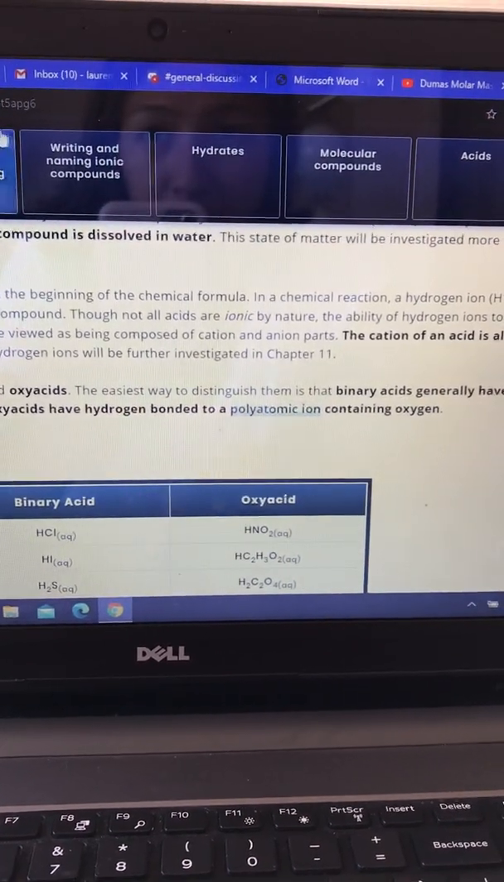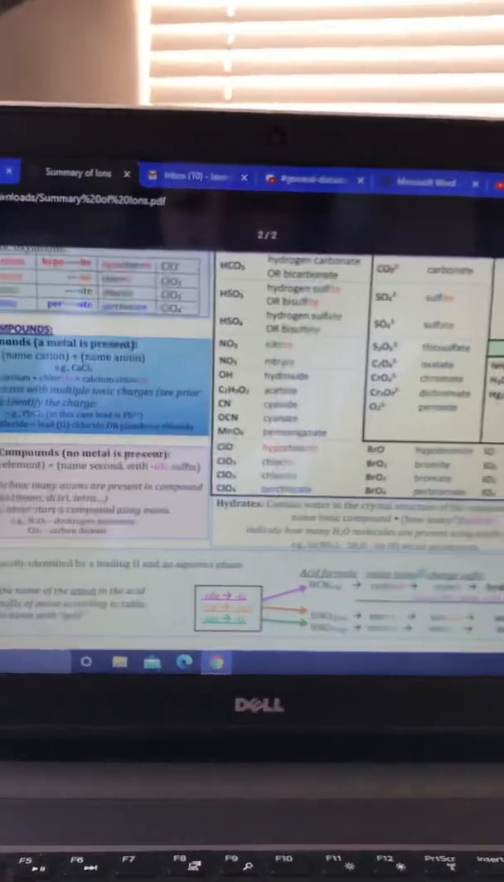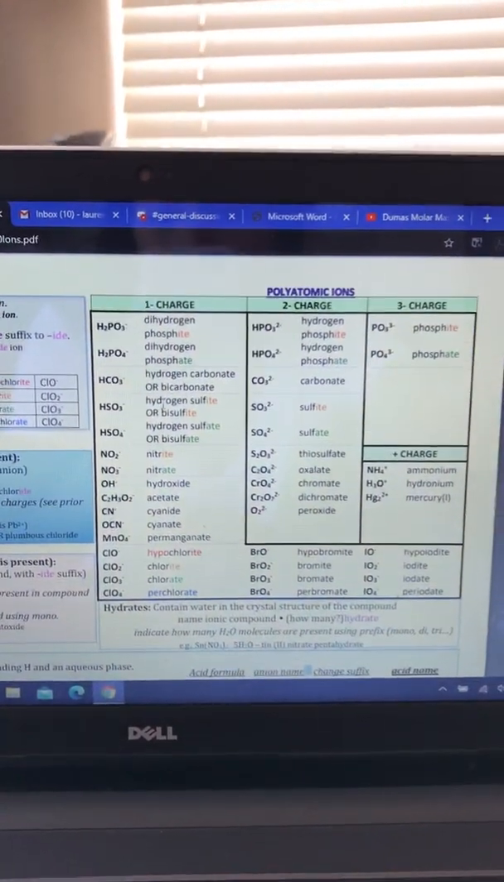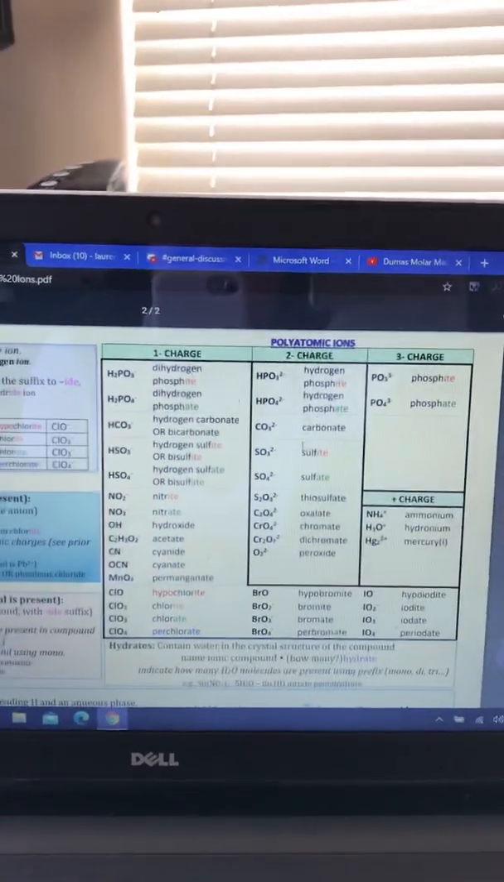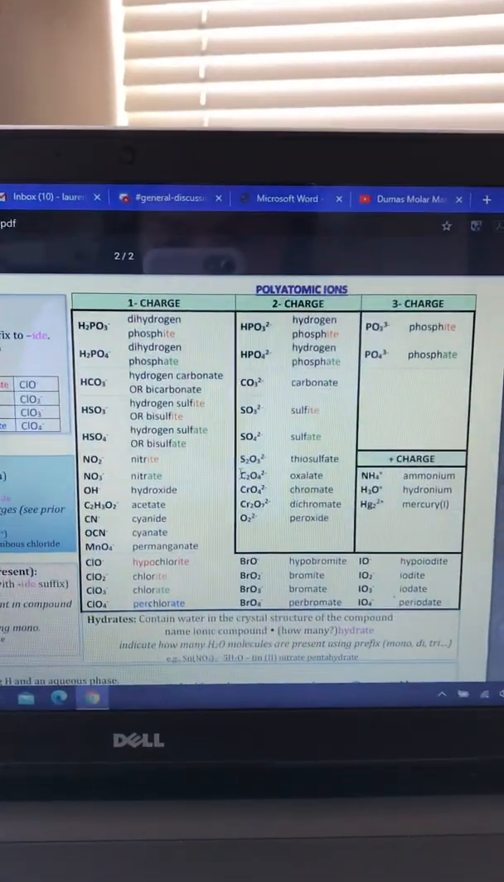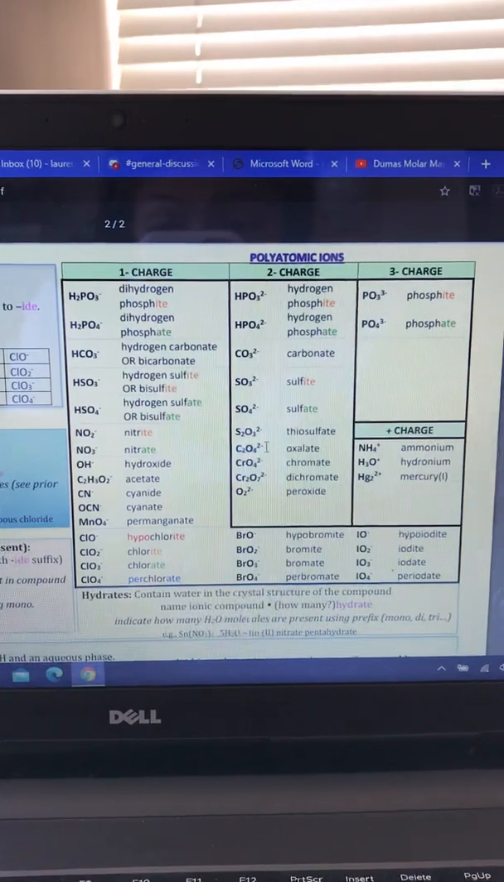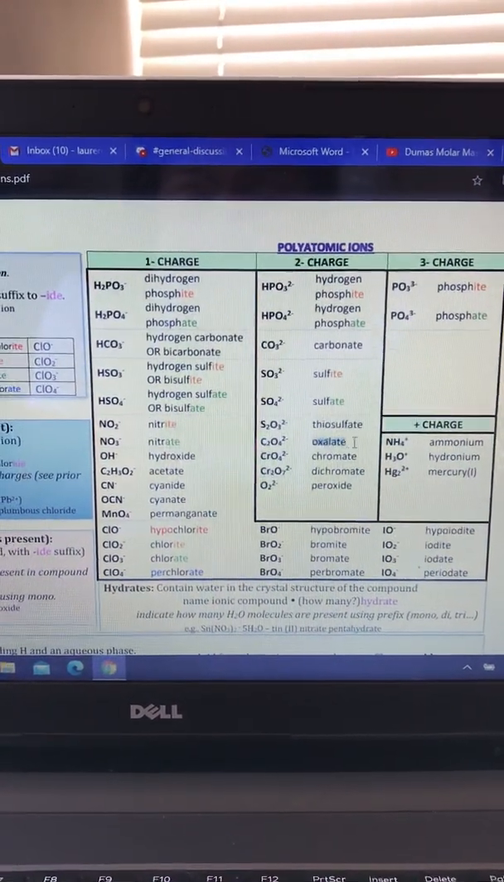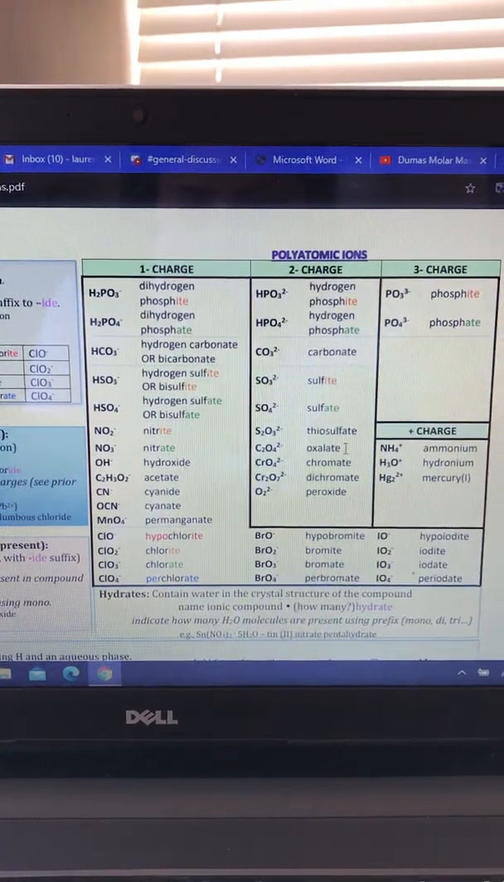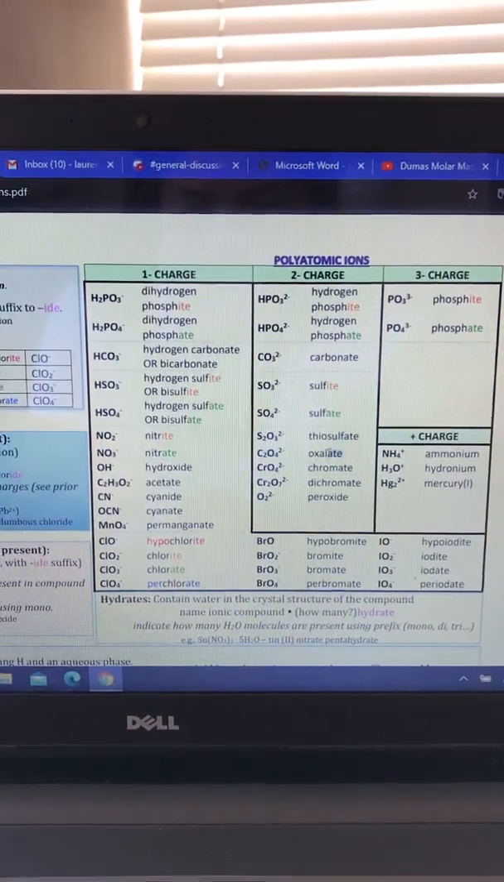Now, our professor gave us a nice summary of ions sheet that give us those names for polyatomic ions. This right here is going to be the other half of our chemical formula, which is oxalate. Now, how did we get to this name, oxalate?